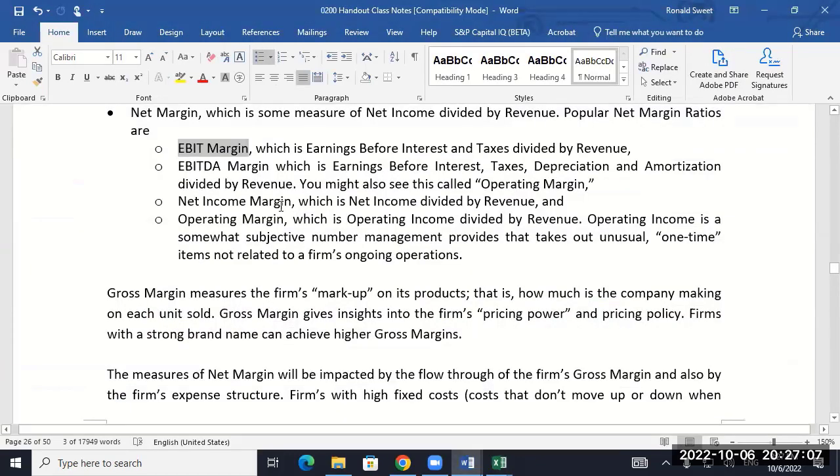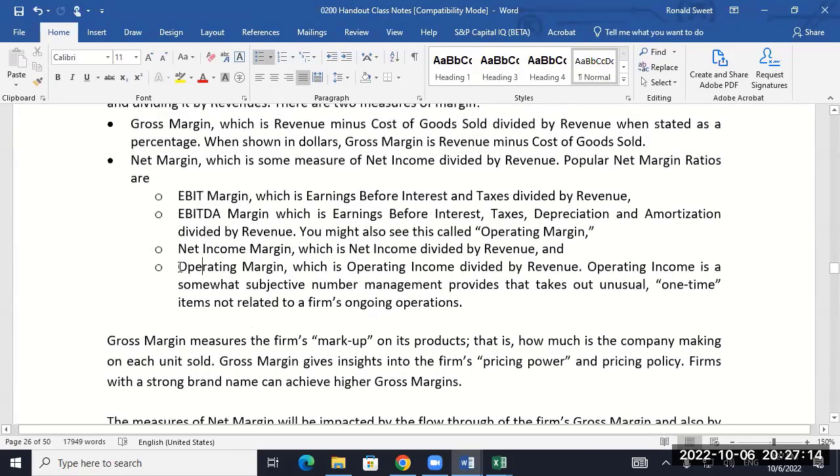EBITDA margin, EBIT margin, net income margin, operating margin. What they really mean by operating margin is net income with some adjustments, but a lot of times I've noticed, especially in some of the case studies from Harvard, when they say operating margin, you can't always find the numbers because they do make some adjustments. You can type it as closer to EBITDA. But it's a really squirrely number. So I prefer you be really explicit in what you're doing.